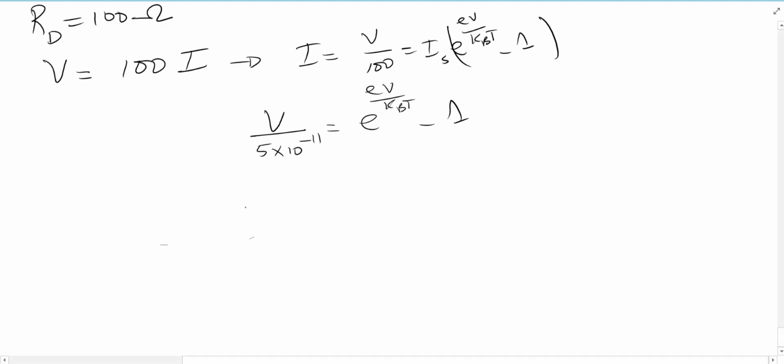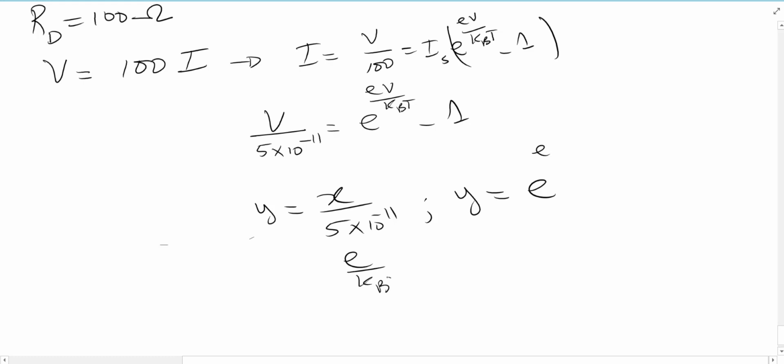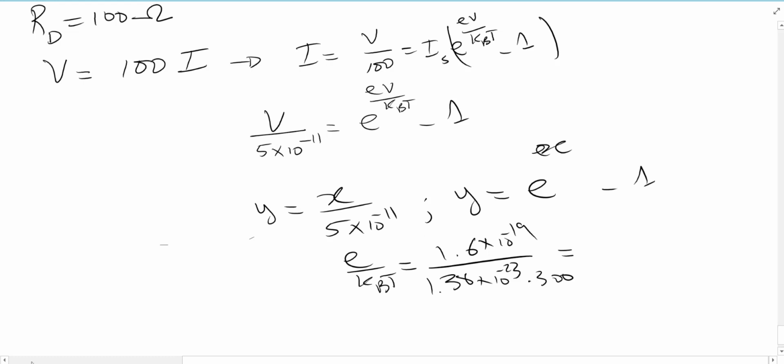So what I'm going to do in here is graph the function x over 5 times 10 to the negative 11, and I'm going to graph the function exponential of e over kBT times x, minus 1. So I need to find what this e over kBT is. Okay, e is 1.6 times 10 to the negative 19 divided by kB, which is 1.38 times 10 to the negative 23, times 300. So I'm going to find what this number is, because I want to multiply that by x, and the whole thing is minus 1. Okay, and graph that one.